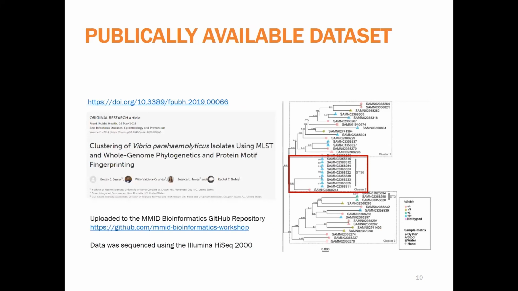Okay, so we are working with the same publicly available data set from this paper, clustering of Vibrio parahemolyticus isolates using MLST and whole genome phylogenetics and protein motif fingerprinting. The objectives of this study were to cluster strains from clinical and environmental isolates of Vibrio parahemolyticus. We only took a subset of samples, so I think 15 samples we worked with last time, including this large cluster here. And we ran them on IQtree.